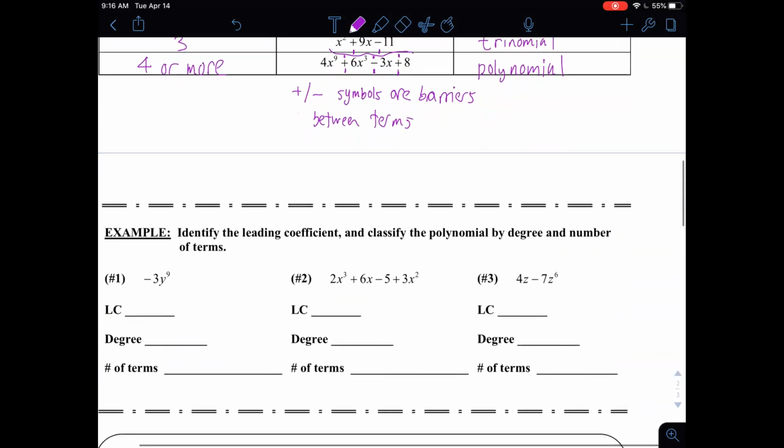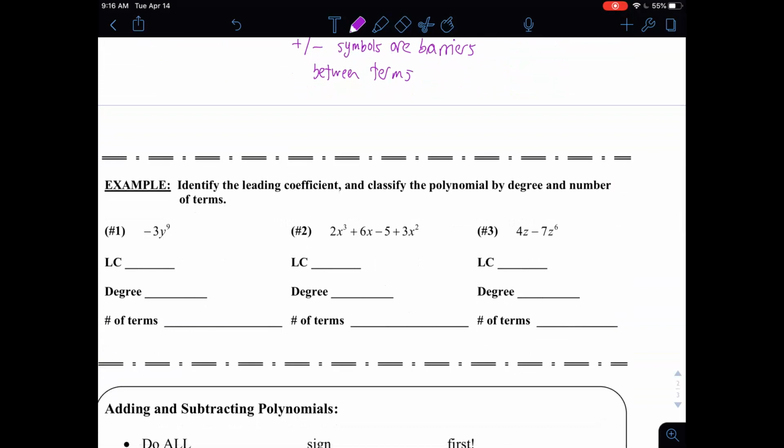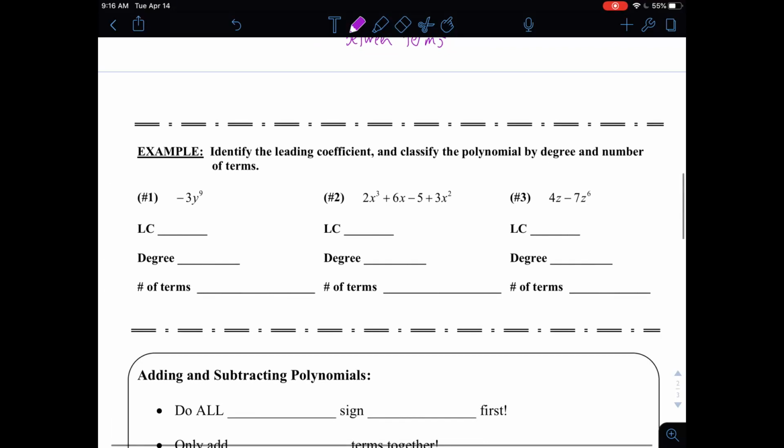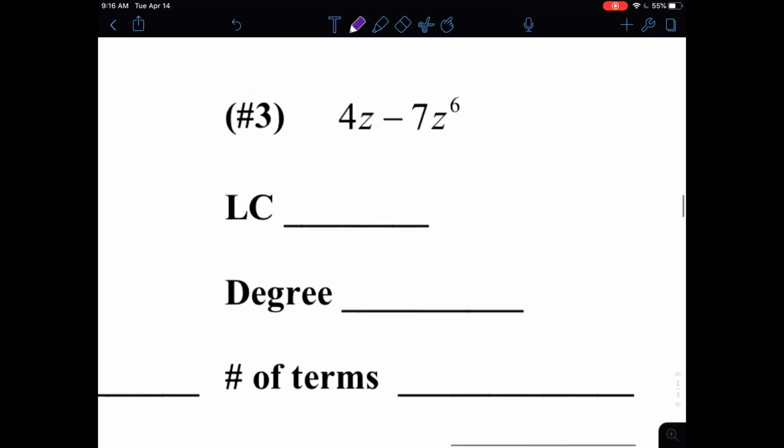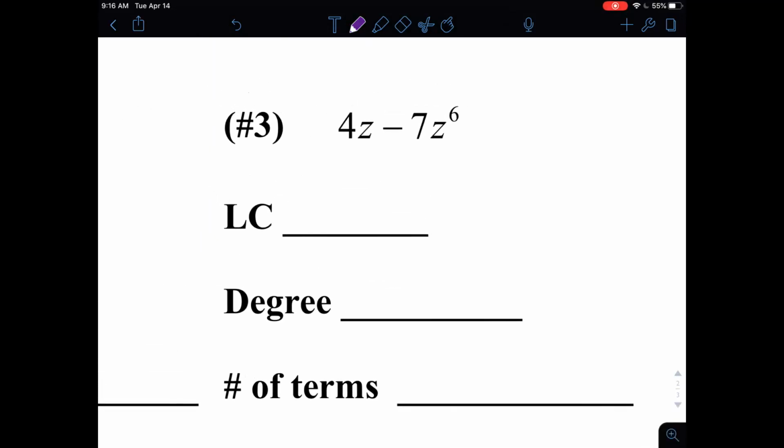All right, we're going to do one of these examples down here, and then you can try the other two on your own, okay? So we're going to do number 3 together, then you will try 1 and 2 on your own. So, for number 3, we have 4z minus 7z to the 6. LC stands for leading coefficient.